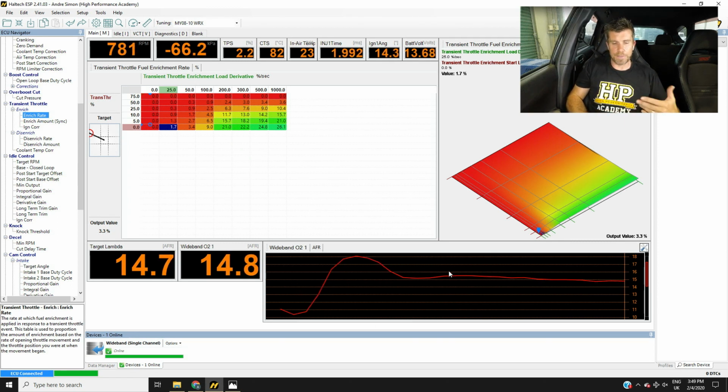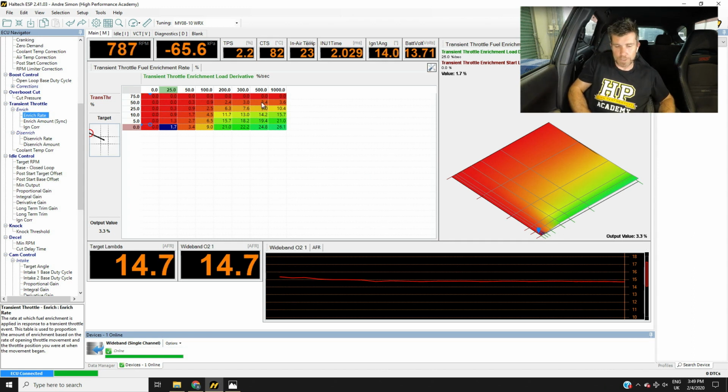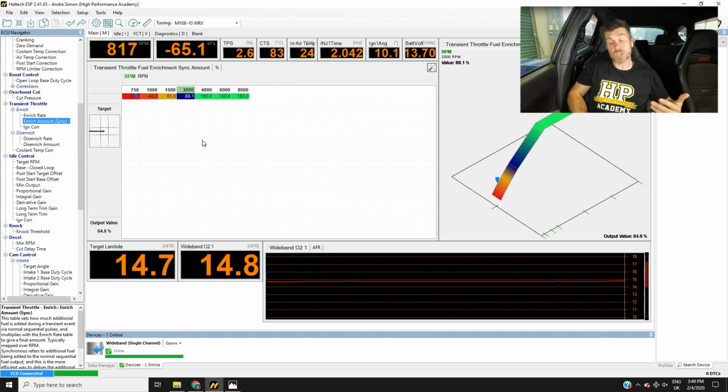So that's how this particular table works. It gives us the ability to add more acceleration enrichment when we need it, which is where we've started from closed throttle and we've been really aggressive with our throttle stab. If we've started from a higher throttle setting and we've only just moved the throttle slightly, we can see that we've got much less, down to basically no acceleration enrichment. So this table, as I said, works in conjunction with our next table, which is our enrich amount synchronous.